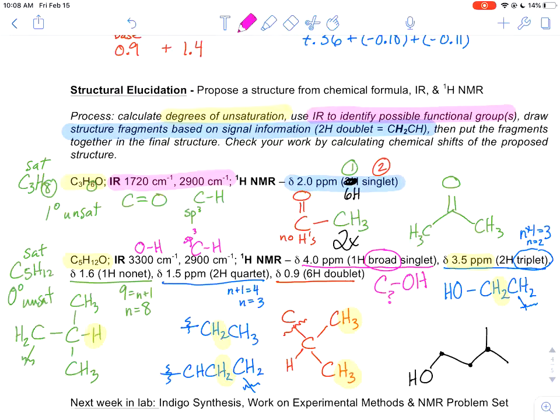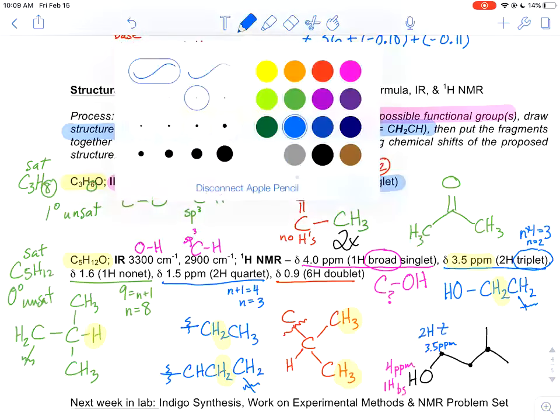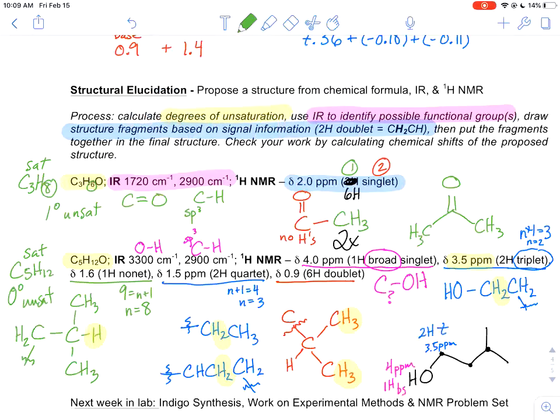First, we had this 4 ppm 1H broad singlet. That makes sense because there's no splitting through heteroatoms. Next, closest to the oxygen, we had a 3.5 ppm 2H triplet because it's next to 2 hydrogens.